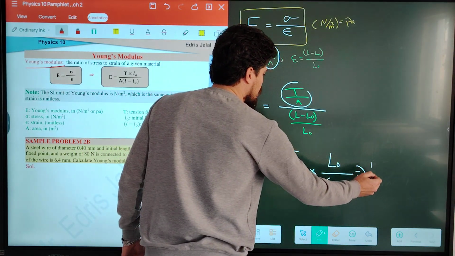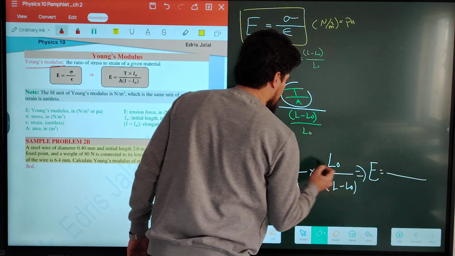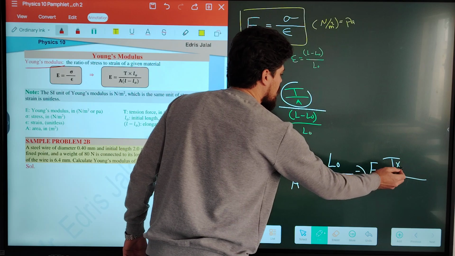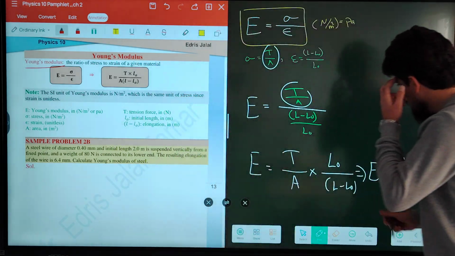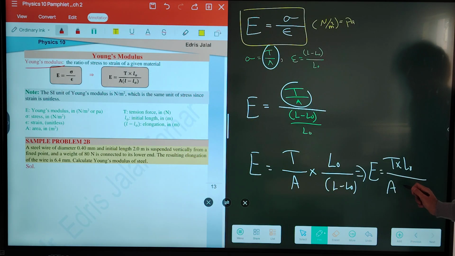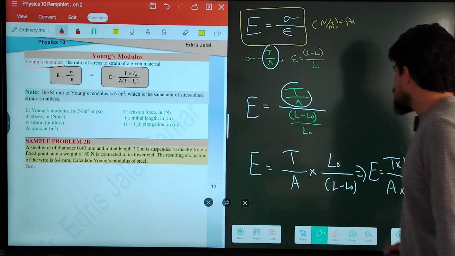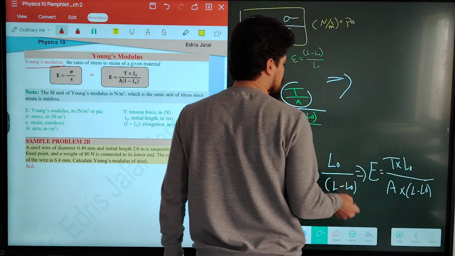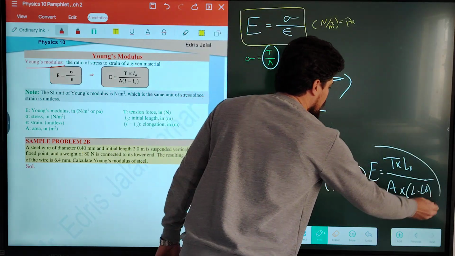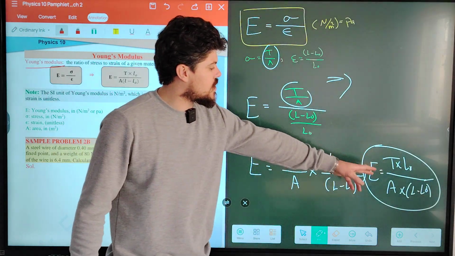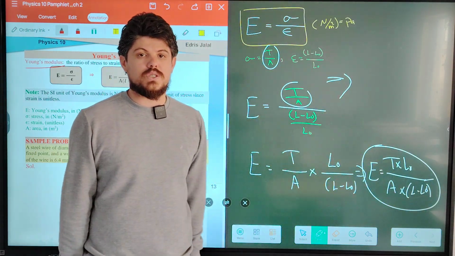So finally, Young's modulus is equal to what? T times L naught, A times elongation. Okay? So in this case, you can determine the amount of the Young's modulus when tension, initial length, area, and elongation are given in the question.